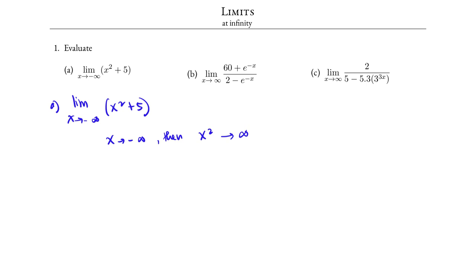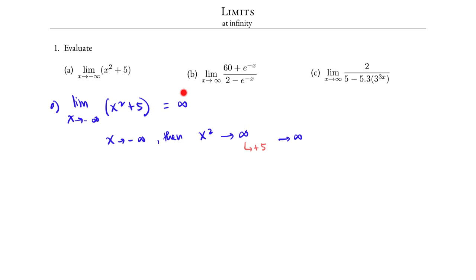The way that we look at it is that if x is a very large negative number, when we square that negative number, we will end up with a positive number, and a very large number squared is still a very large number. And then we take this large number and add 5 to it. Then this large number is still very large. And so we say that this is infinity.